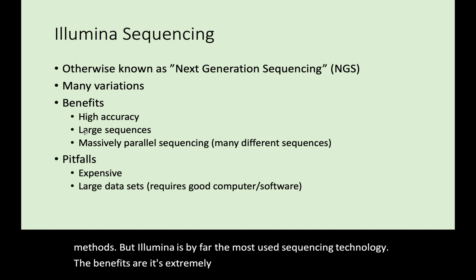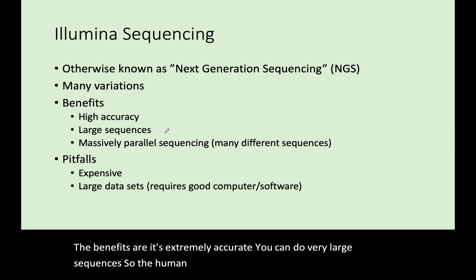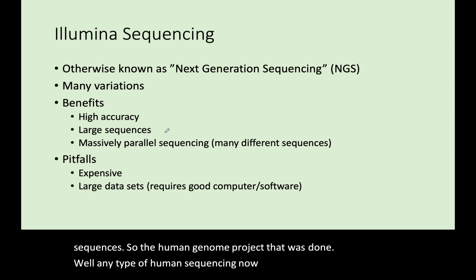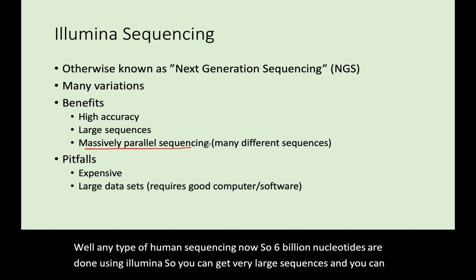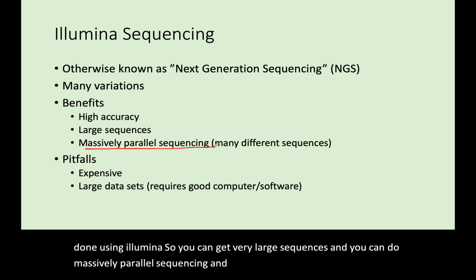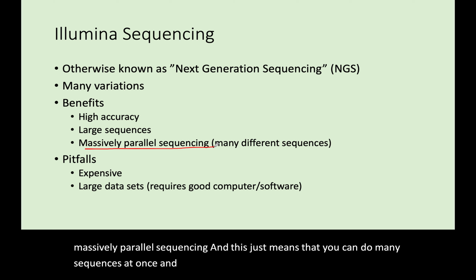You can do very large sequences. Like the Human Genome Project, any type of human sequencing now, so 6 billion nucleotides, is done using Illumina. So you can get very, very large sequences, and you can do massively parallel sequencing. And this just means that you can do many sequences at once. And I'll use some numbers to clarify that in a minute.